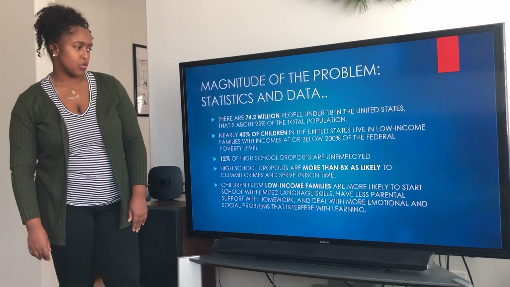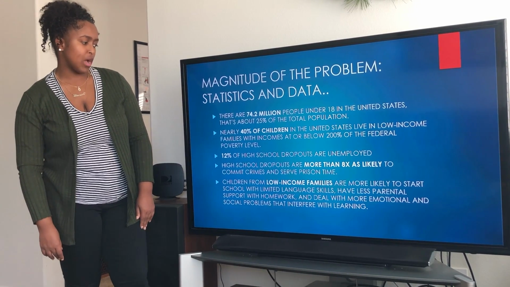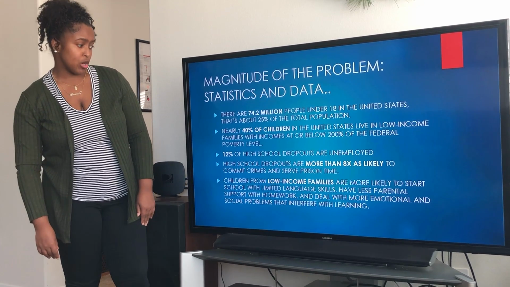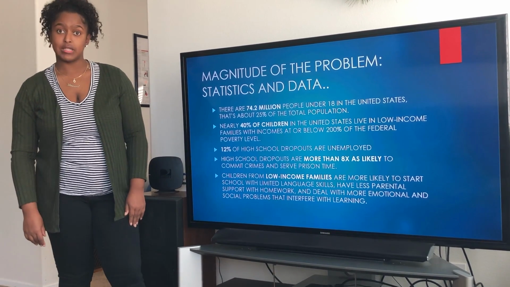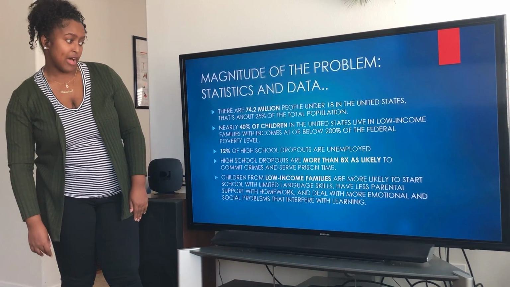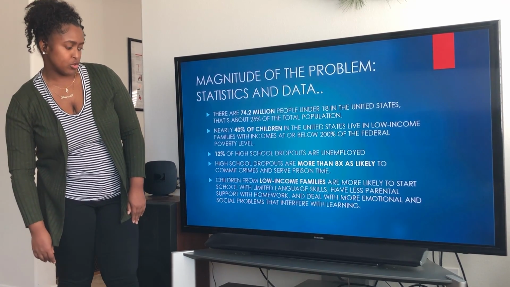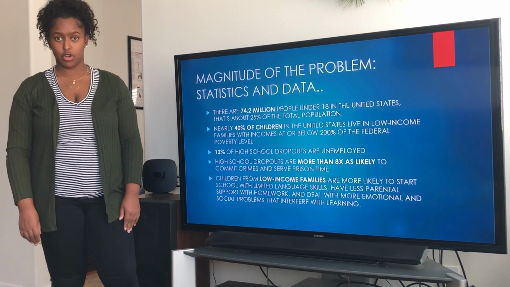High school dropouts are more than 8 times as likely to commit crimes and serve prison time. Children from low-income families are more likely to start school with limited language skills, have less parental support with homework, deal with more emotional and social problems that interfere with learning.